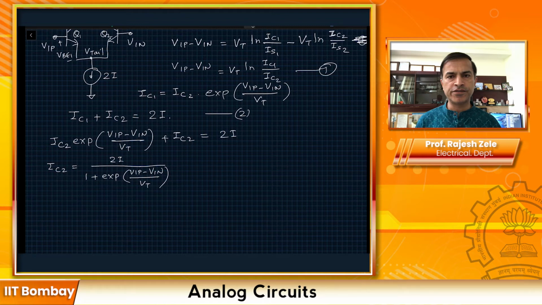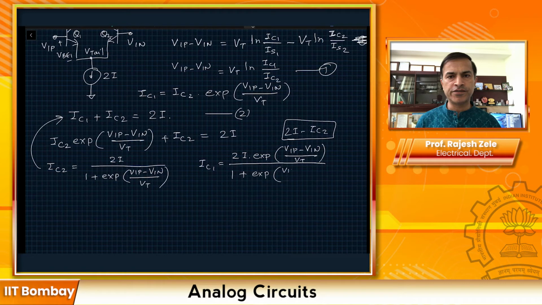And then if you substitute this back into equation number 2, we can get IC1, which will be equal to 2I minus IC2. That would be it, right? So then this would come out to be IC1 equal to 2I times exponential VIP minus VIN divided by VT, divided by 1 plus exponential VIP minus VIN divided by VT.